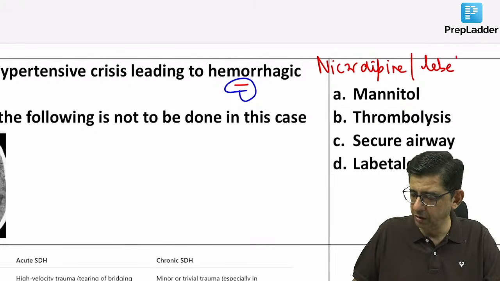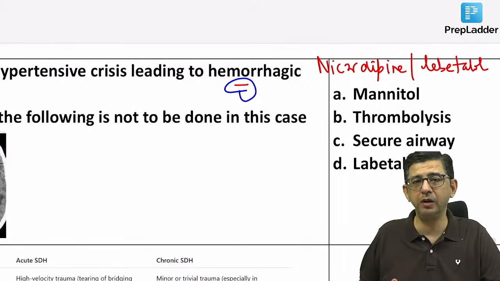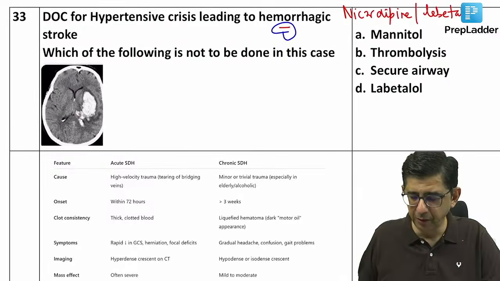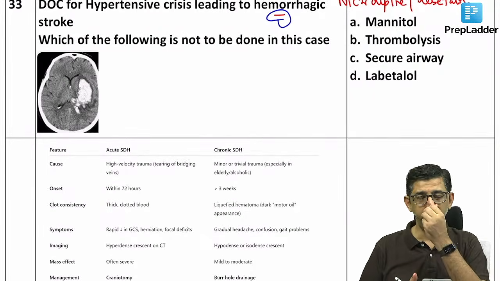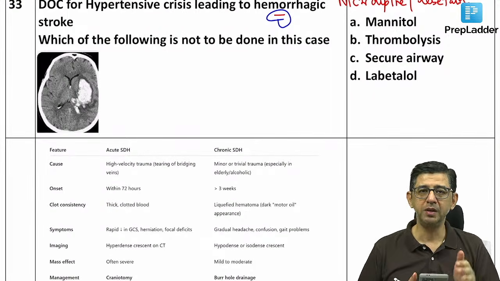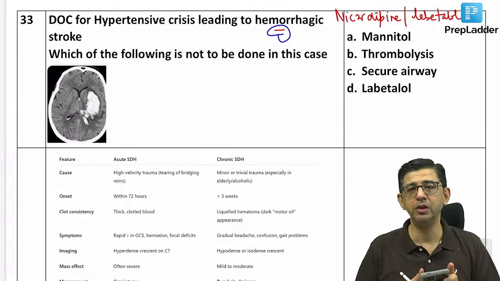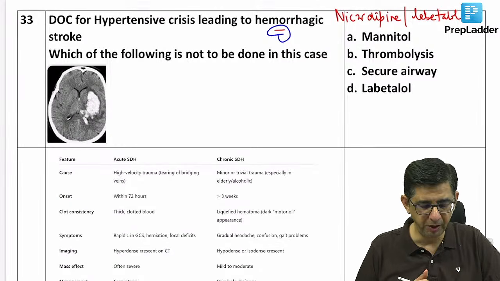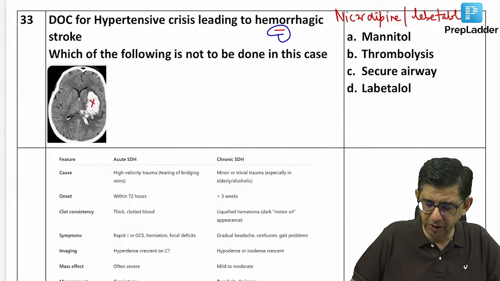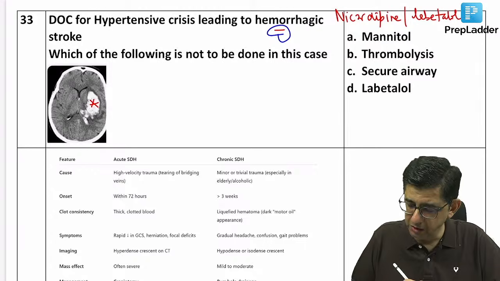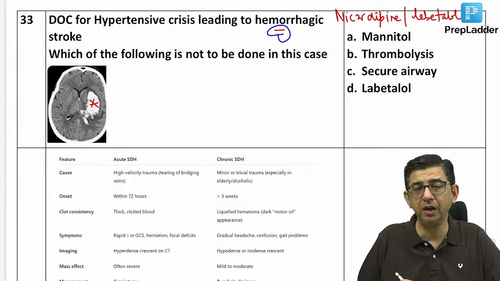And if this is not in the options, then we will be happily answering labetalol. So the message is: for hypertensive crisis, if it is causing a cardiac emergency, we shall be using nitroglycerin. But if it is a neurological emergency, then we shall be using labetalol or nicardipine for management of this patient. And then he says there is a patient with hemorrhagic stroke, as we can see here, and he says which of the following is not to be done in this particular case.